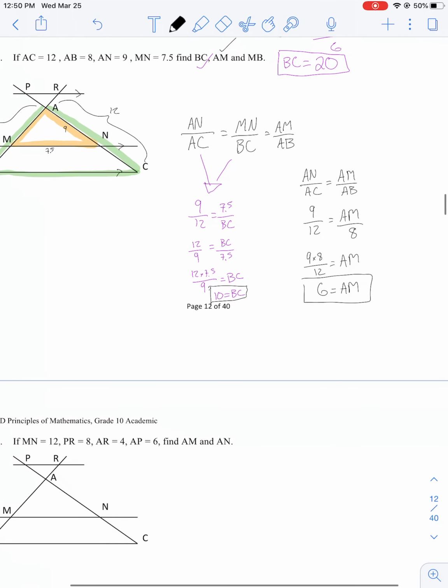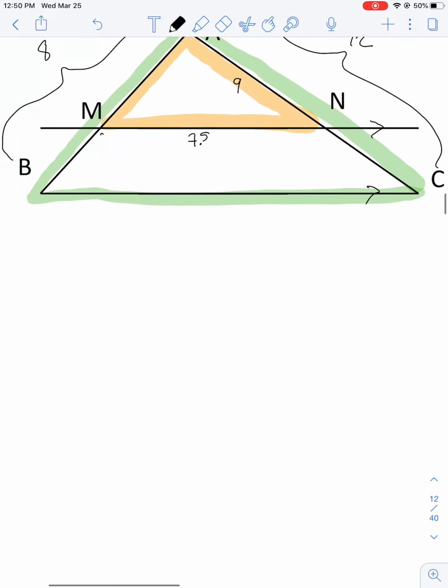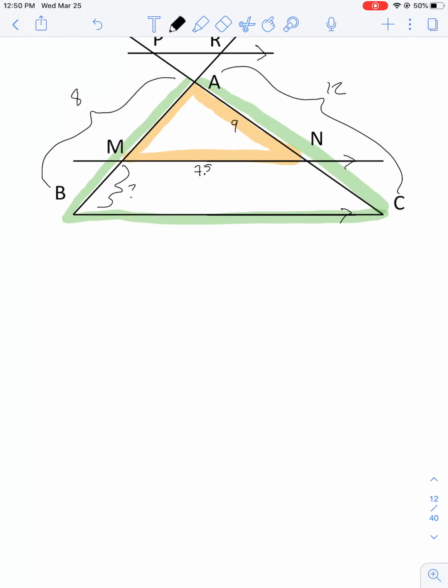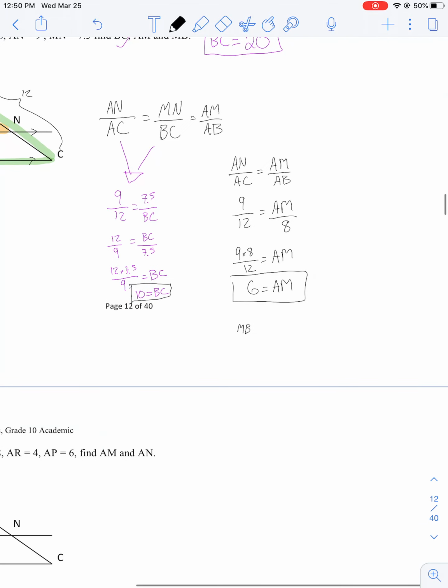So we know AM is equal to 6. So if we want to find out MB, MB is a small little segment right here. Didn't even notice that. Well, if we know this is 6 now, what we just found, we know the full thing is 8. MB must be equal to 8 minus 6 is equal to 2. Nice and easy.